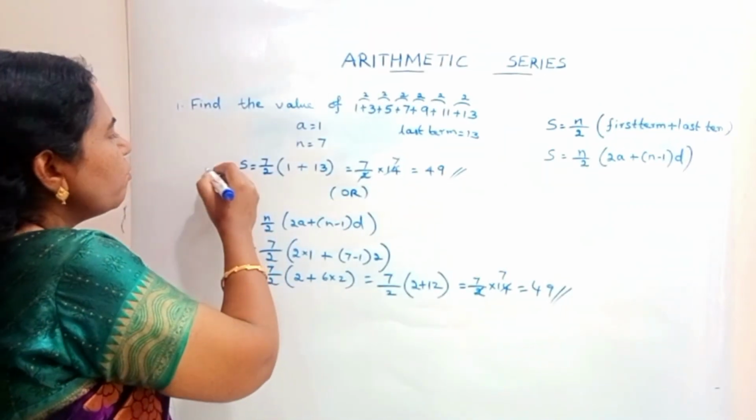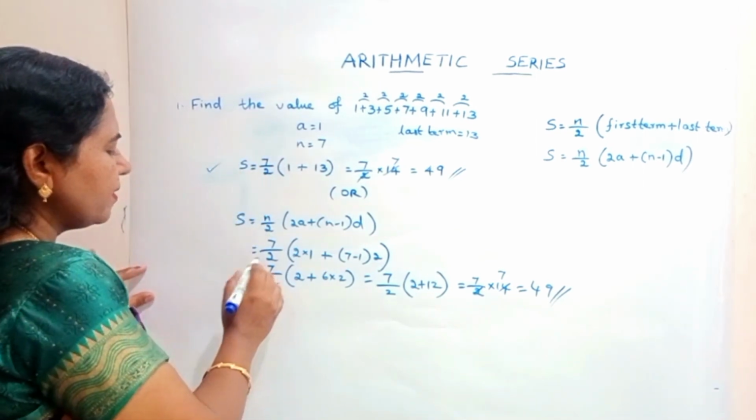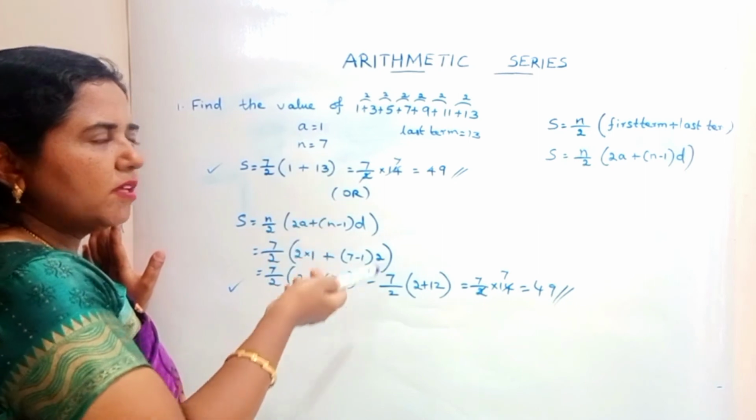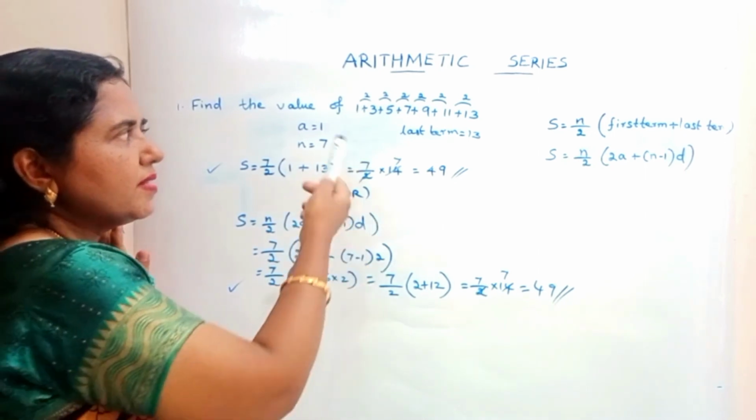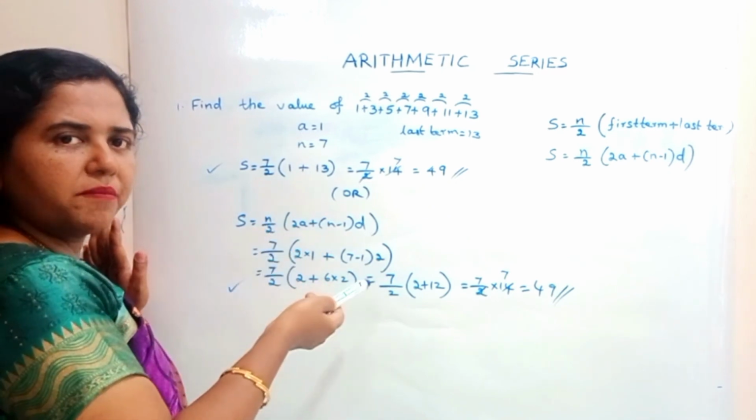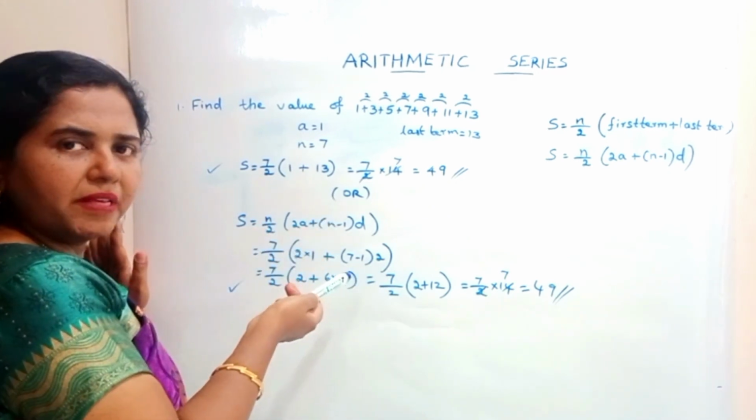So we can do it by this method or by this method. Okay, so all the problems cannot be solved in both ways. Here, since we have all the values, it is easy for us to solve by both the methods. So we can go by any method.